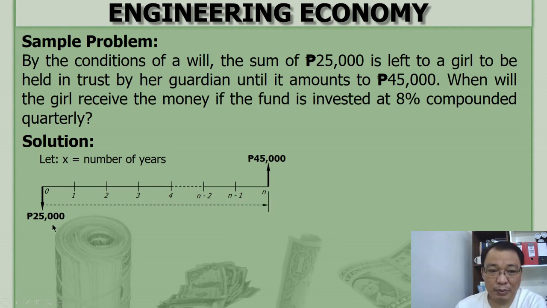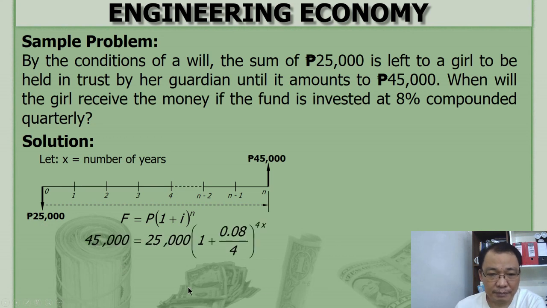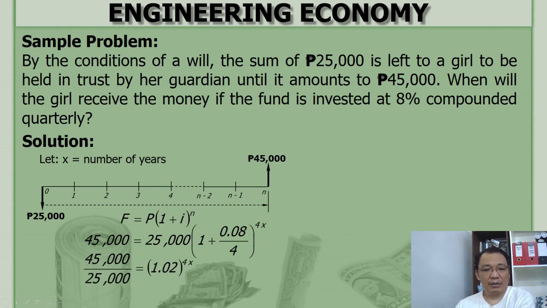So the formula is this, where F is equal to 45,000 and P is equal to 25,000. The nominal rate is 8% divided by 4 because it is compounded quarterly. The periods are 4 times n, 4 periods per year times the number of years. The next step is to divide by the factor. 45,000 divided by 25,000 is how much? 1.8.